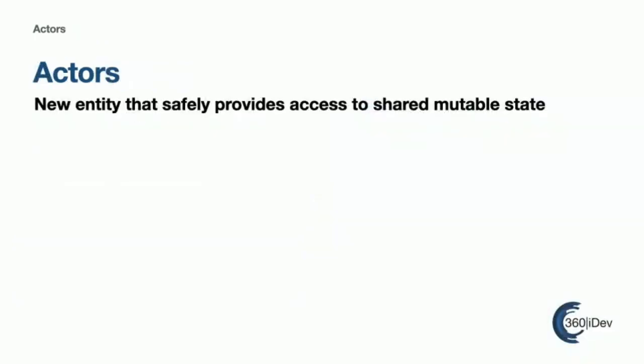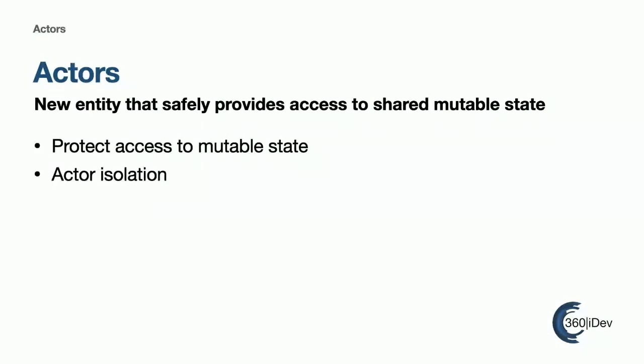So in come actors. Actors are a new entity that safely provides shared mutable state to concurrently running tasks. And actors are actually reference types. They're very similar to classes, but they protect their mutable state via two means. The first is isolation. Only the actor itself is allowed to modify its mutable state. Actors also implement a serialization mechanism to ensure that only one task is able to access its mutable state at a time.